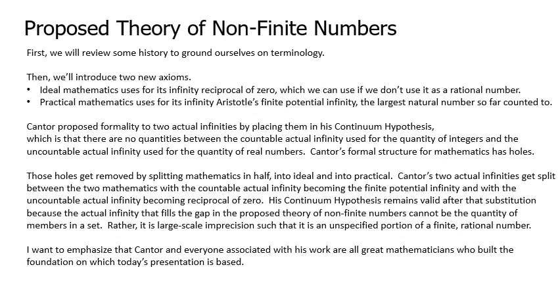Cantor's formal structure for mathematics has been quite successful because imprecision was removed by making imprecision infinitesimal. But Cantor's formal structure for mathematics has holes in its logic. Those holes get removed by splitting mathematics in half, into ideal and into practical. This split is a refinement that puts more granularity to Cantor's mathematics. His two actual infinities get split between the two mathematics, with a countable actual infinity becoming the finite potential infinity, and with the uncountable actual infinity becoming reciprocal of zero.